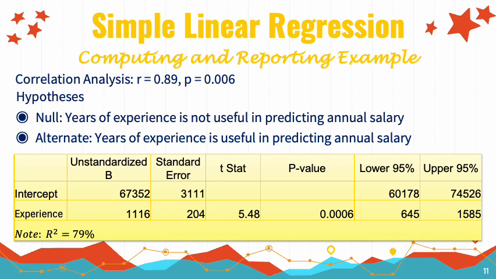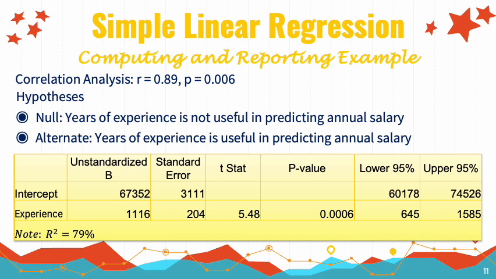Our t-test statistic is 5.48 with a p-value of 0.0006. This p-value is clearly below 0.05, so we reject the null hypothesis and say that years of experience is a useful predictor of annual salary.